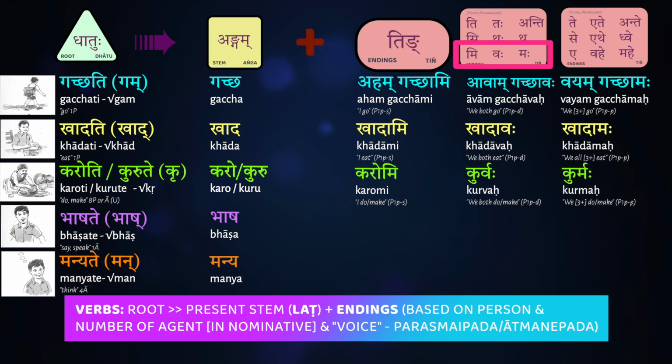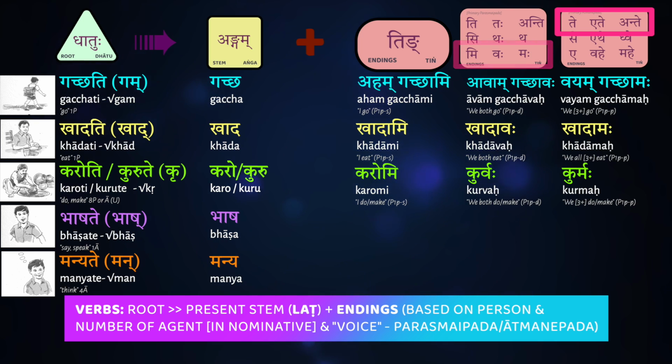For uttama purusha, the first person, we're going to have aham gacchami, avam gacchavaha, and vayam gacchamaha. I am going, we two are going, we all are going, three or more of us. For khadati, khad, it's going to be khadami, khadavaha, khadamaha. I eat, we two eat, we all eat. For karoti, we're going to have karomi, I am doing, kurvaha, the two of us are doing, and kurmaha, the three or more of us are doing or making something.